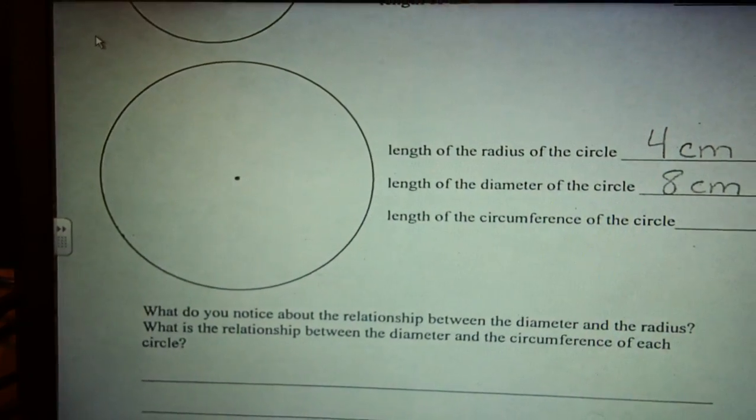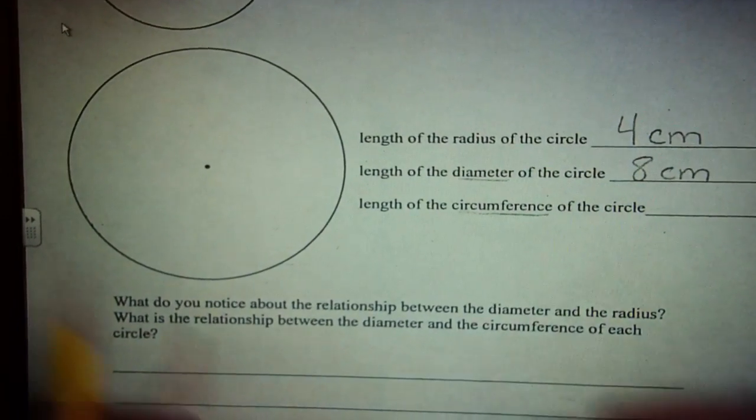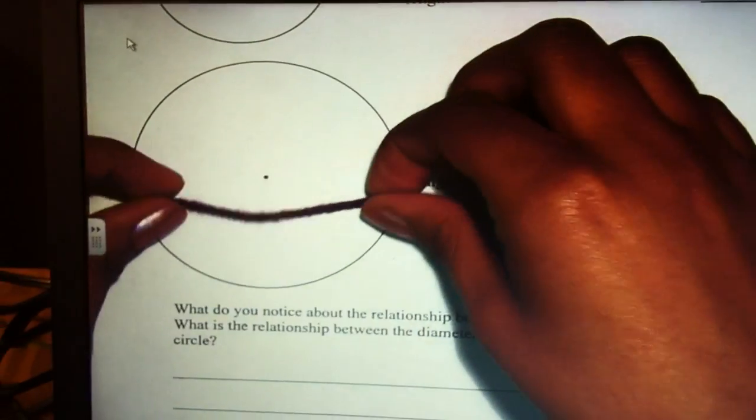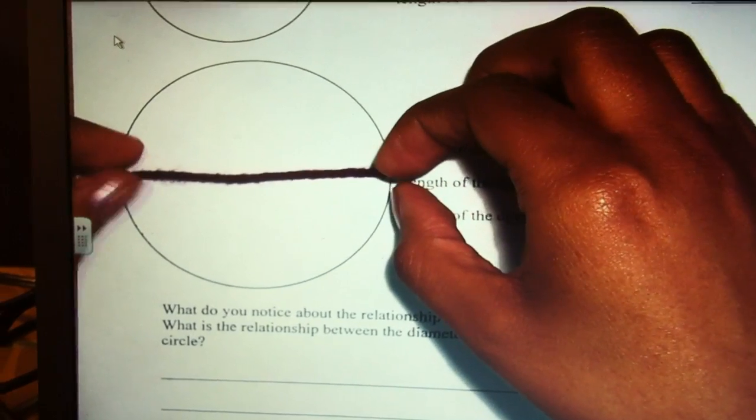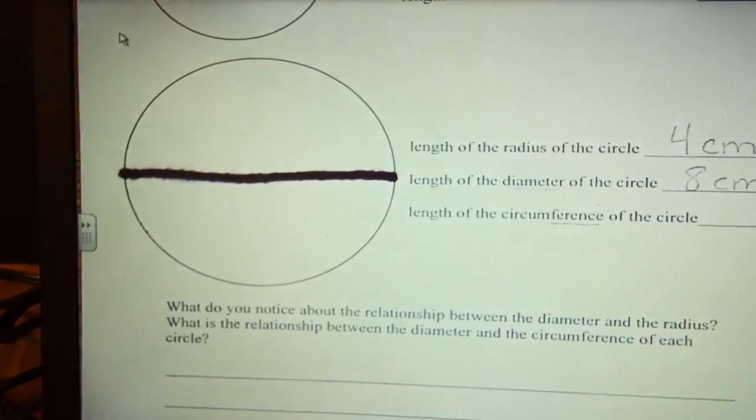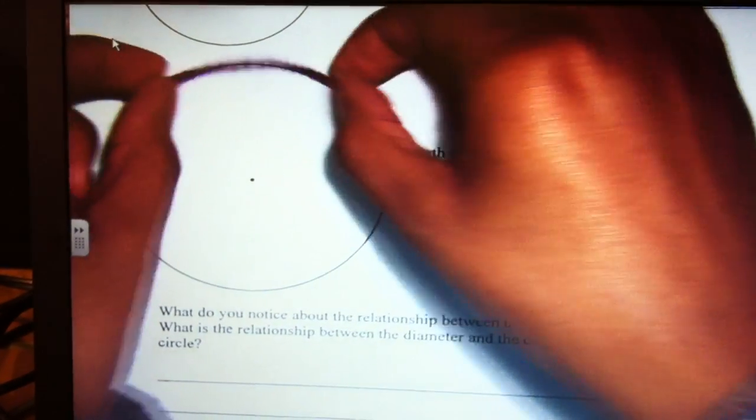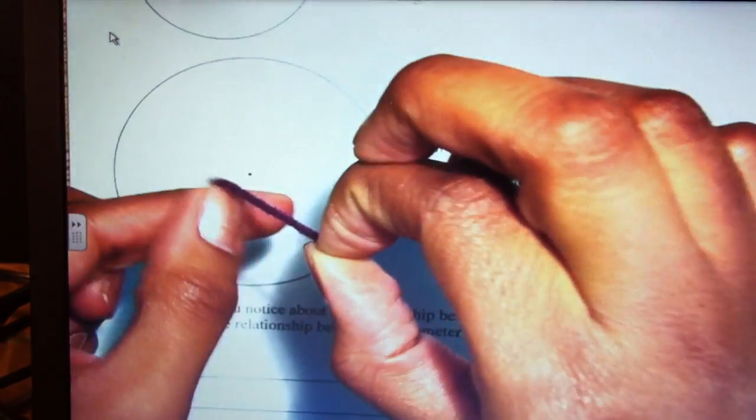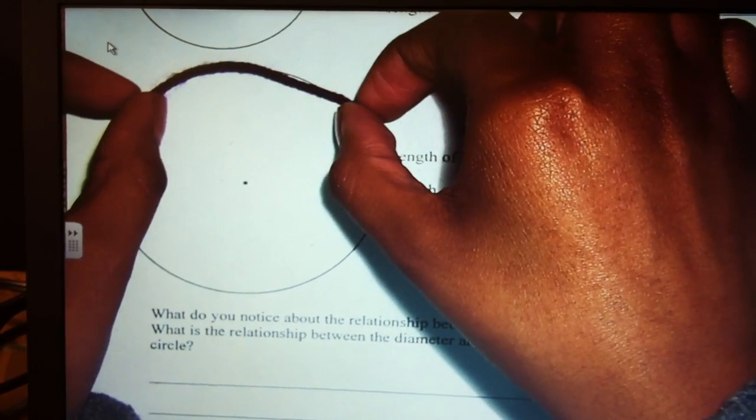Now we focused on the relationship between the diameter and the circumference, because there is a relationship. What the students and I did is we took a piece of string and measured it as our diameter, which came out to be 8 centimeters, of course. We took that diameter and placed it on top of our circumference, and we tried to see how many diameters it would take to go around our circumference.